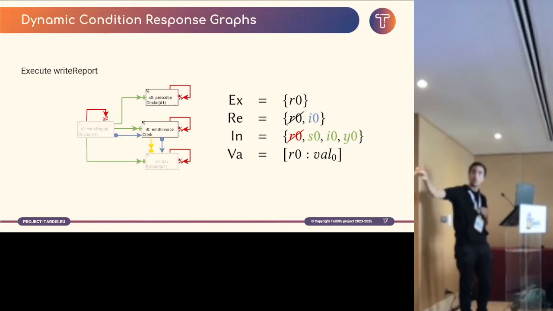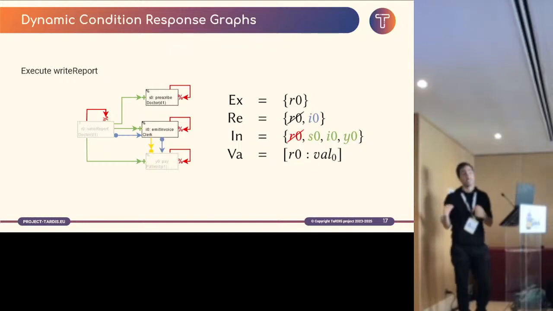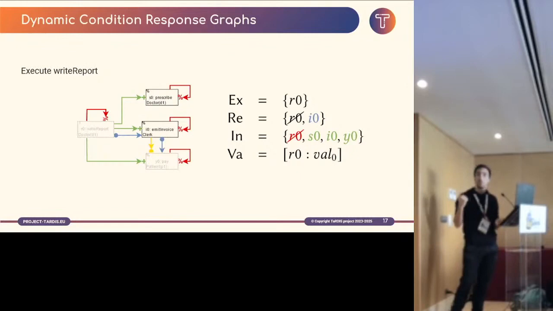We exclude it from the set of pending events since it has executed, and we remove it from the set of included events. This is due to the exclusion relation with itself. But on the other hand, we include the other three events due to the green arrows, the inclusion relation.